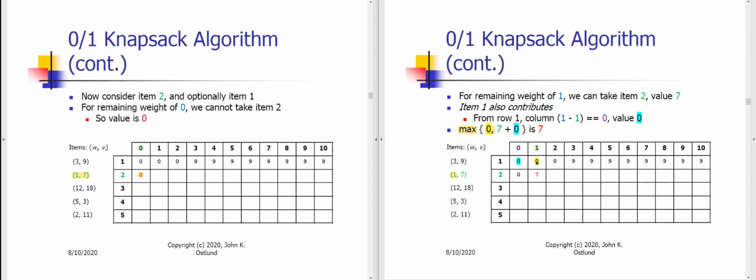The other value that we have to consider is the maximum value of not including item 2, and that was 0, plus including item 2, which has a value of 7. Okay, so we're computing the maximum of 0 or 0 plus 7.